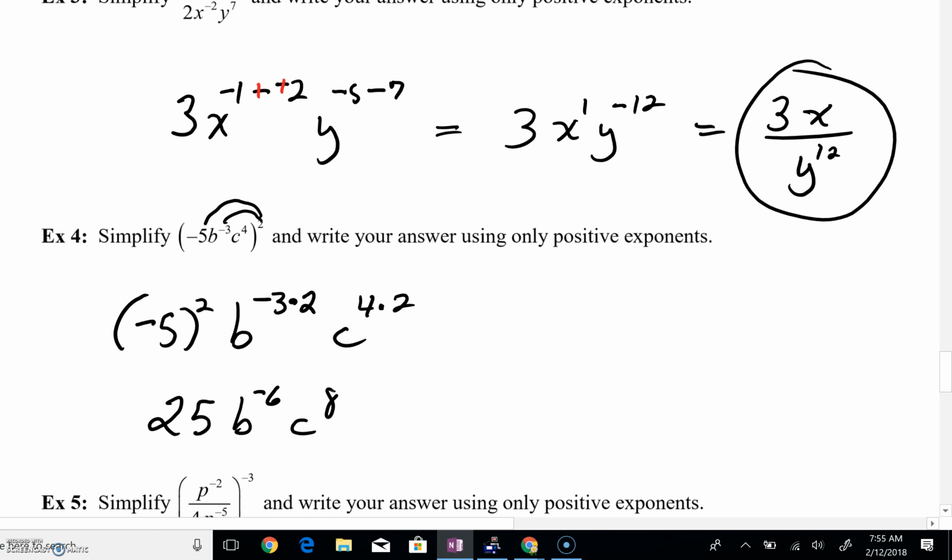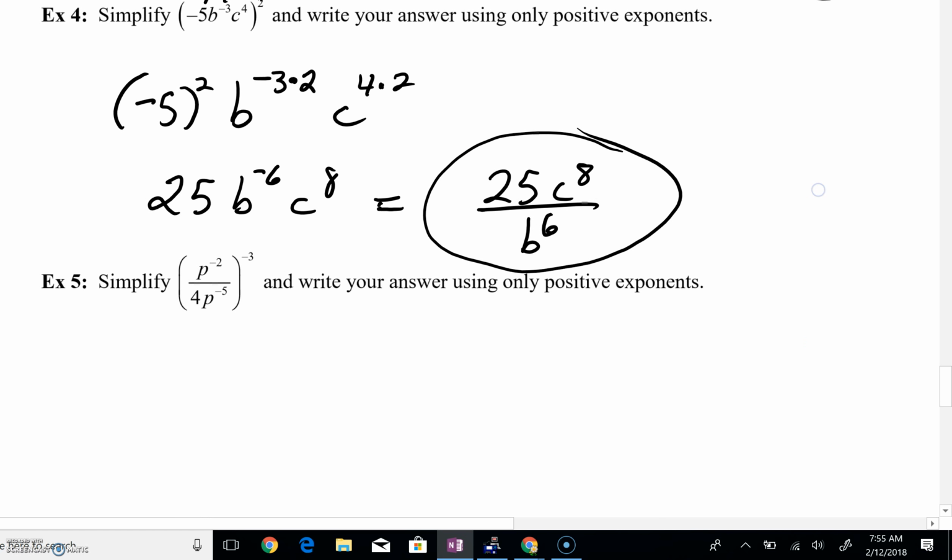Now, the big question is, can we leave our answer like that? No. How many terms get moved? Just the 1. Just the b. Don't move anything else. Only take reciprocals of negative exponents. Okay? And then we're done.